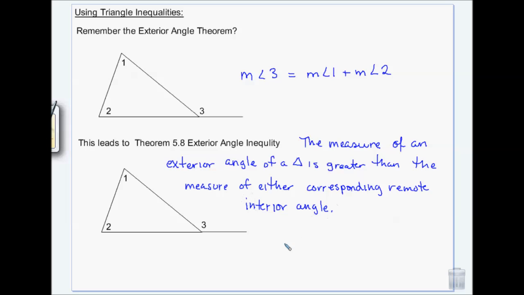So basically what this says is that the measure of angle 3 is going to be greater than the measure of angle 1, and the measure of angle 3 is going to be greater than the measure of angle 2. If you think about it, it makes sense, because if angle 3 equals 1 plus 2, then 3 has to be bigger than 1 and it has to be bigger than 2. Logically speaking.